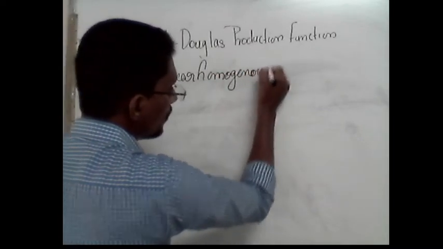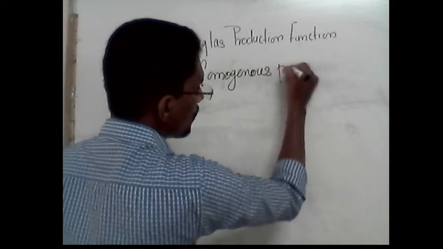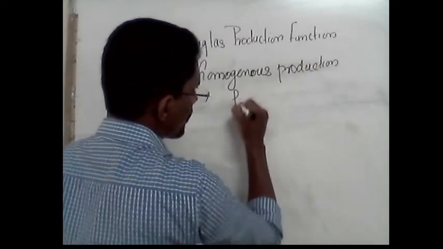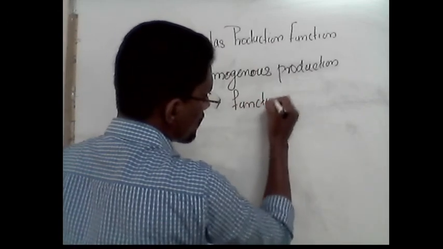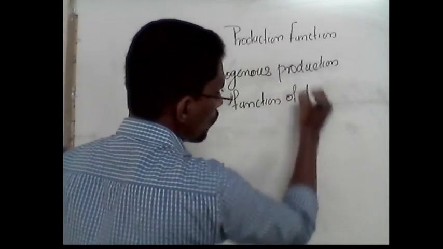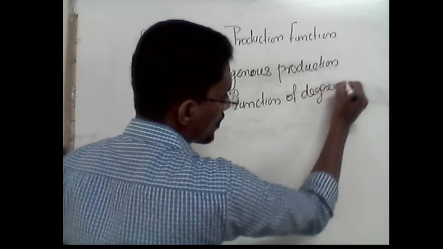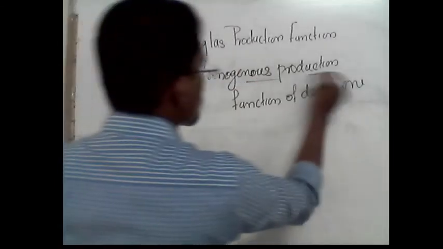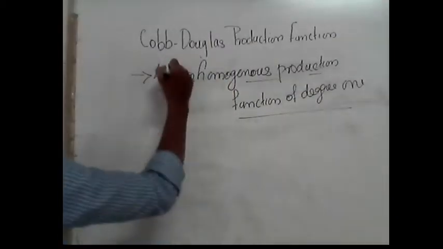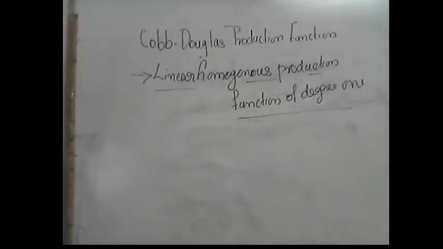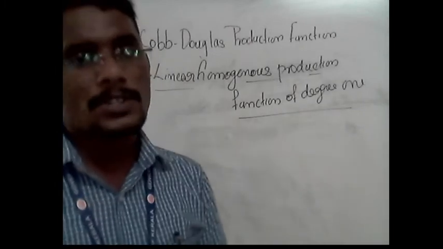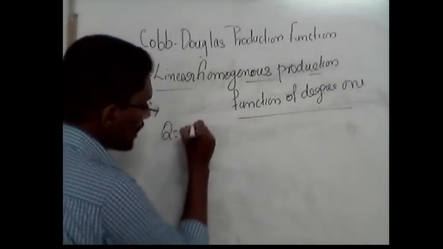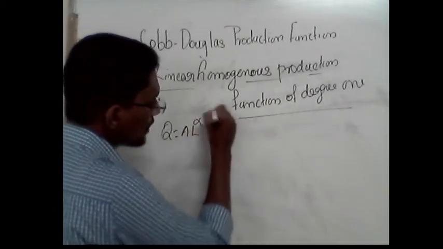It is a linear homogeneous production function of degree 1. Here, a linear homogeneous production function implies the production function is a linear one. The Cobb-Douglas production function, that is Q is equal to A L raised to alpha K raised to beta, is a linear one.